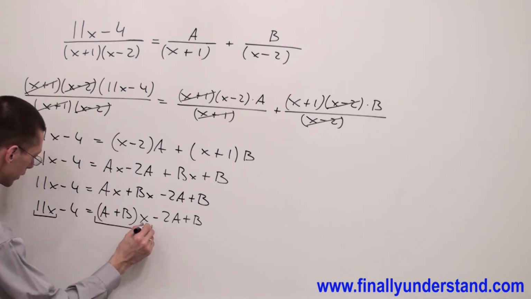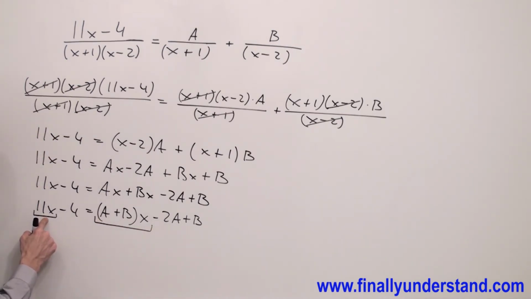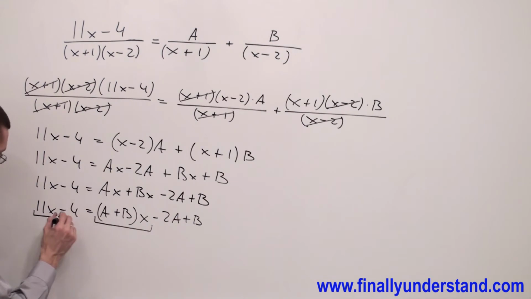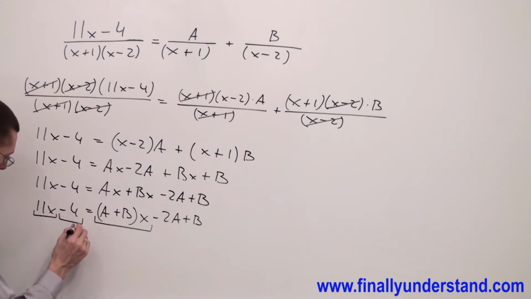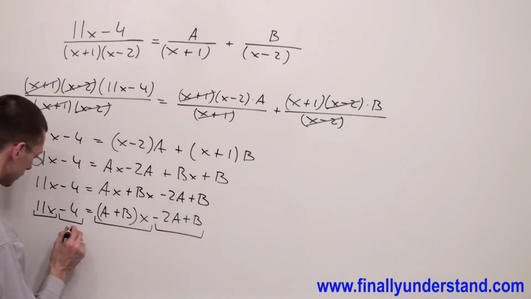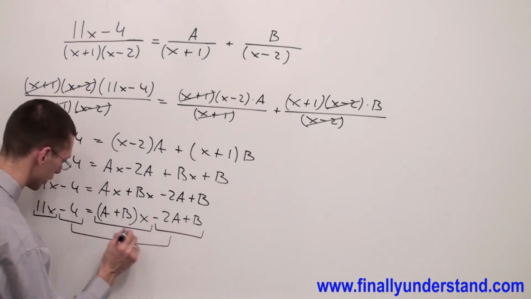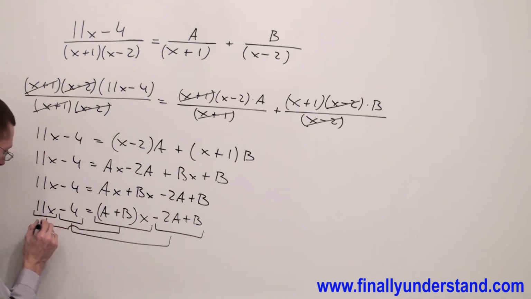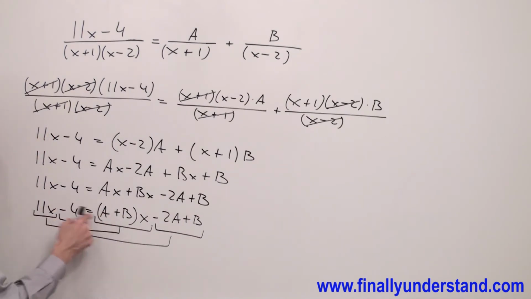Next, what you're supposed to do, you're supposed to look at the terms with the variable x. We have to make sure that the term on the left side with x is going to be equal to the term with the x on the right side. Also, we're supposed to look at the constants on the left side and constants on the right side. They also supposed to be equal to each other. Okay, so these terms with x supposed to be equal, and the constants also supposed to be equal.